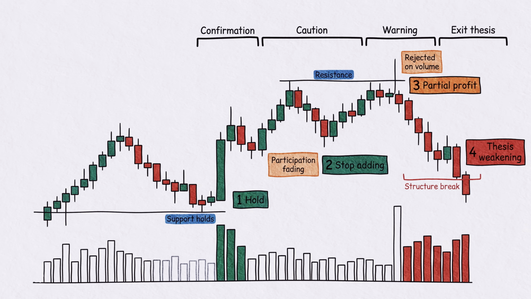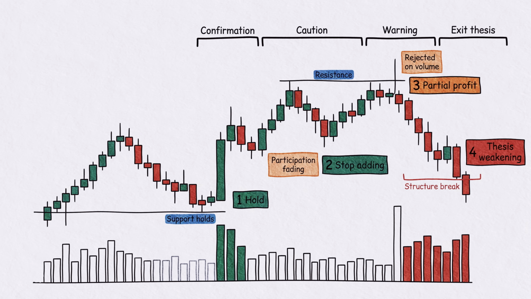The third phase, warning. Price reaches a significant resistance area. Volume spikes, but the candle leaves a long upper wick. Buyers were active. The volume shows it. But the market rejected higher prices at this level. Decision: take partial profits or tighten your stop significantly. If buyers cannot push through resistance on strong volume, the trade may not have much more room in this direction.